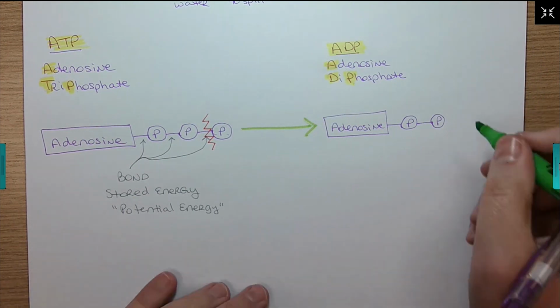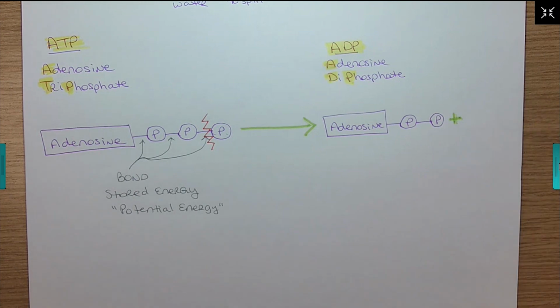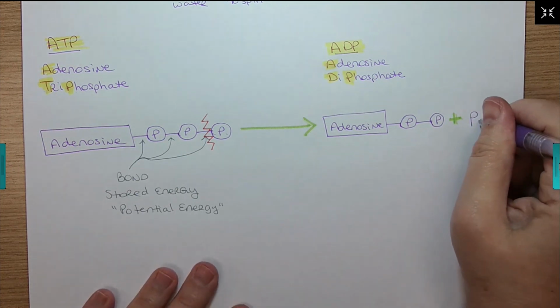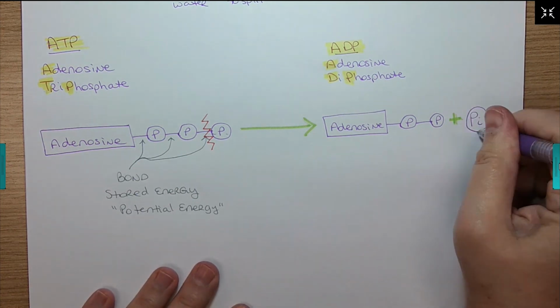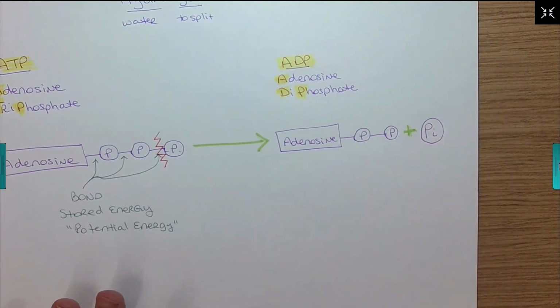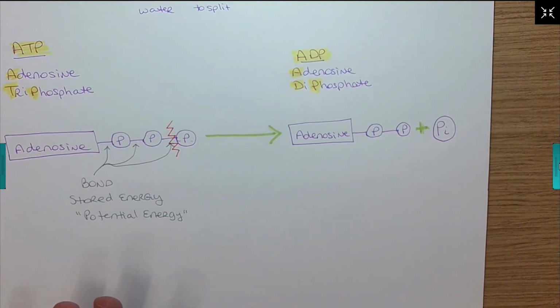Now, according to the law of conservation of mass, you can't have 3 phosphates on one side and only 2 on the other. That's not going with the conservation of mass. You can't just magically make the phosphate go away. We don't know where it went. It's still there. I'm going to put Pi over here, though, because it's considered an inorganic phosphate, and the fact that it came from the result of a chemical reaction. It wasn't like food that you ate or something like that.